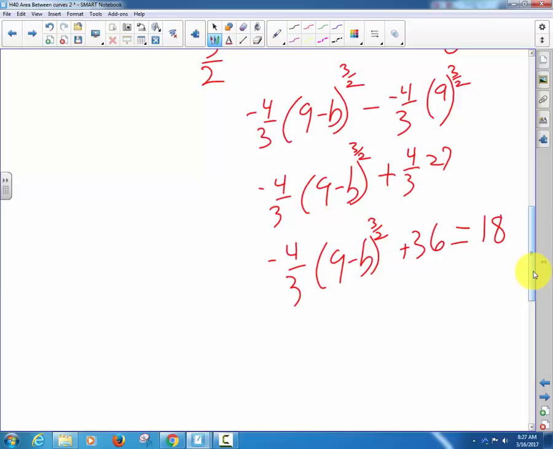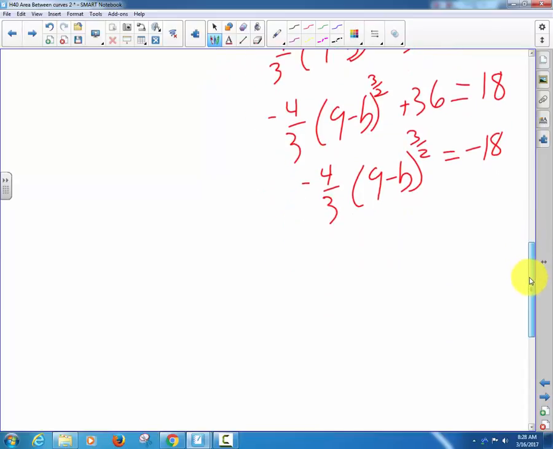Now, do you see that? Yes. The whole area was 36. This line's got to cut it in half. B has got to cut it in half, so it's got to be equal to 18. Now it's just very bad algebra 2 to finish that off. You subtract the 36, you multiply by 3/4. So we get negative 4/3, 9 minus b to the 3/2 equals negative 18.